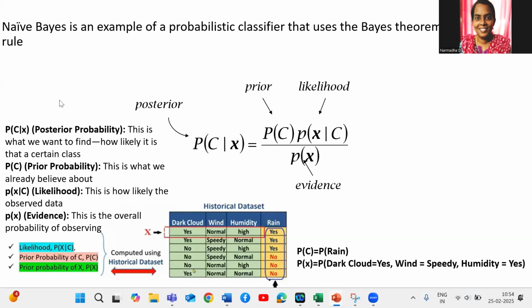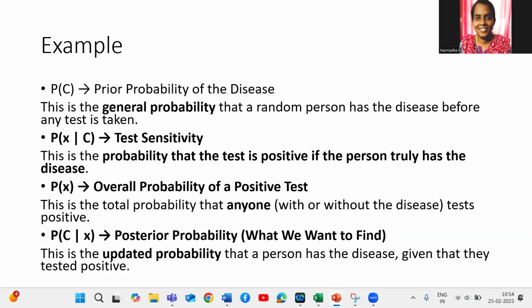Posterior probability is how likely a certain class is true given the observed data, for example how likely it is that the class is rain, given the particular input instance. The next is P of X given C, the likelihood, which is how likely the observed data is. And the last one, P of X, is the overall probability. So this is the equation for the Bayes theorem.